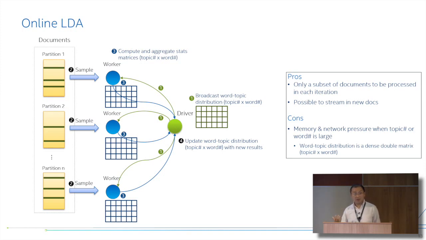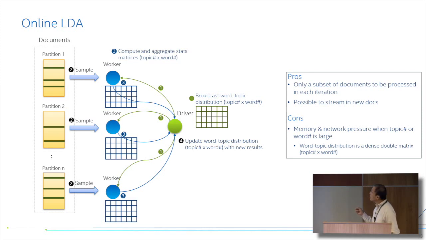So what are the benefits, and what are the problems with this approach? The benefit is that this algorithm only needs to process a subset of the documents in each iteration. In many of the Gibbs sampling based approaches, you need to go through all the documents in every iteration. This one helps when you have a very large corpus of documents. Also, it is possible to add new documents to your corpus. You just stream new documents into the system, and they get processed naturally.